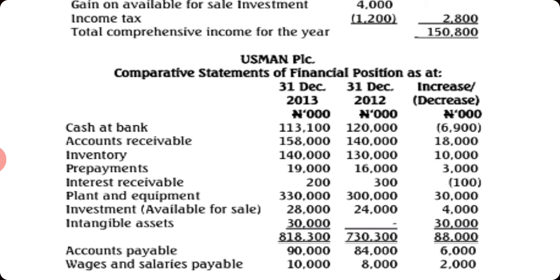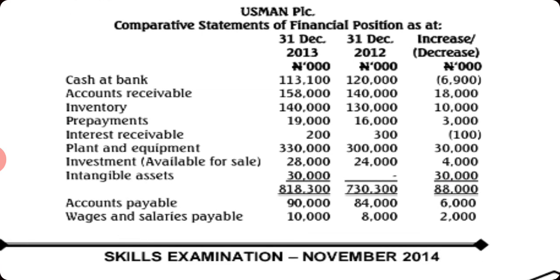All right. So if it is an increment from 2012 to 2013, it will be positive. If it is a decrease, it will be negative. Mind that. But don't worry about the increase. Let's just look at the opening and closing balances of the statement of financial position. Now, cash at bank, account receivable, inventory, prepayment, interest receivable, plant and equipment, investment available for sale, then intangible assets.